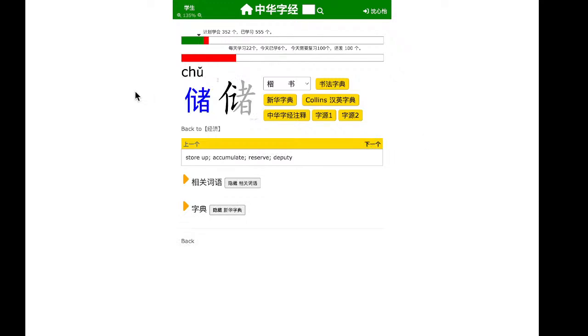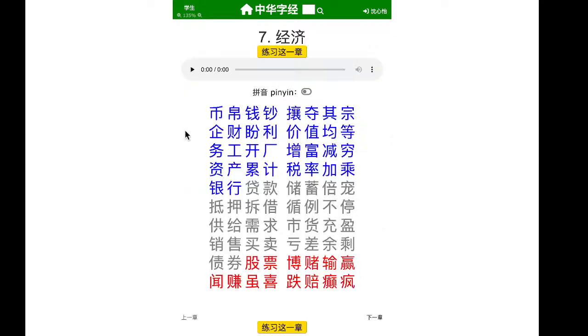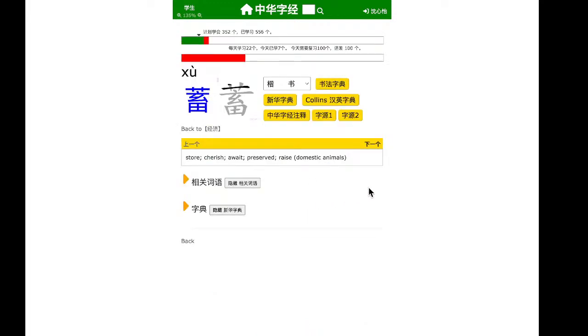Chu. Chu means to store up or accumulate. It also refers to a reserve, like a backup, or a deputy, which is like a reserve officer. Xu. Xu also means to store, to cherish, to preserve.